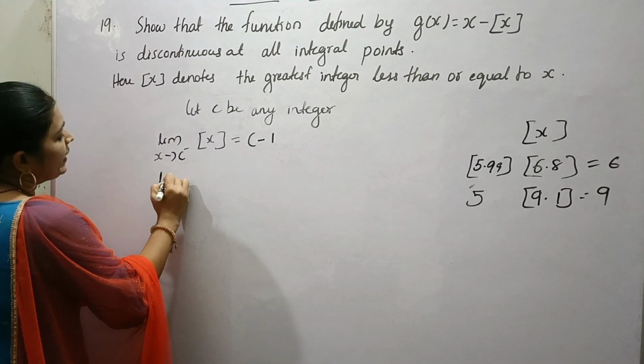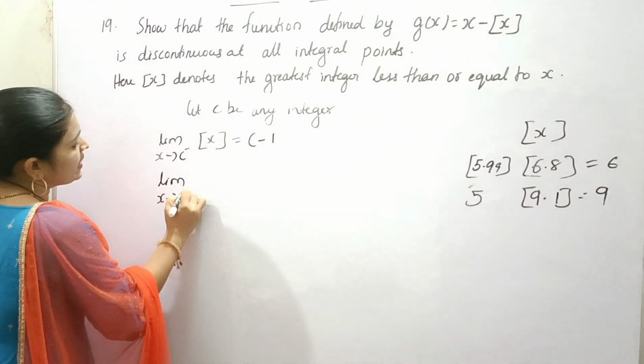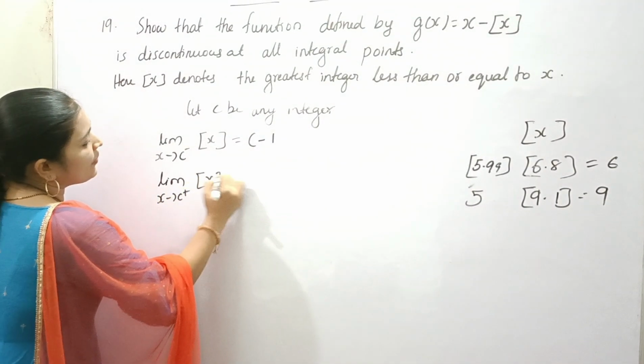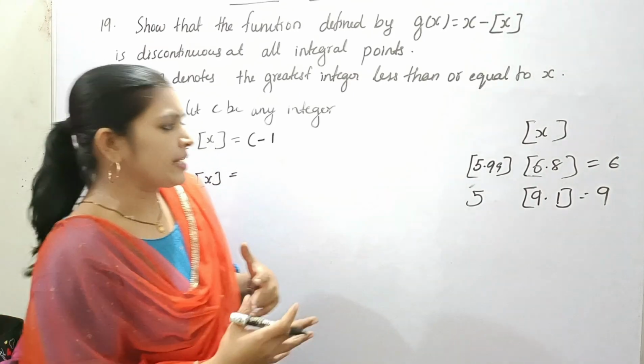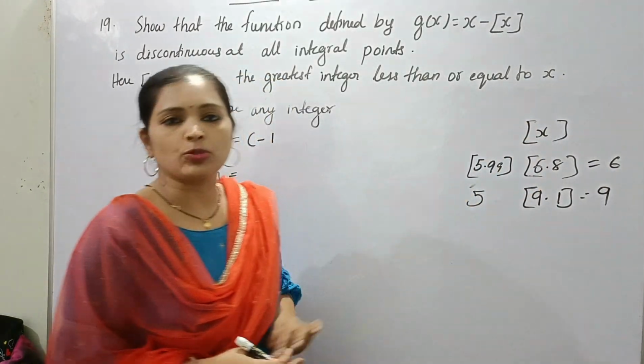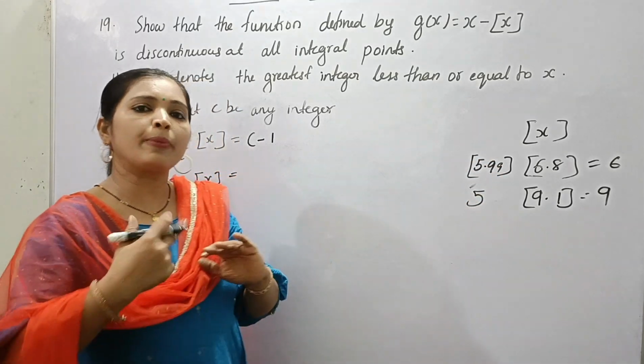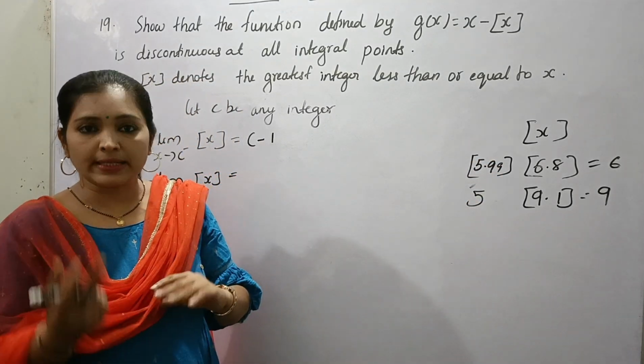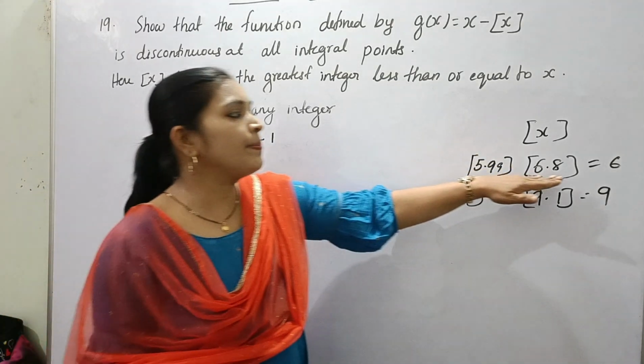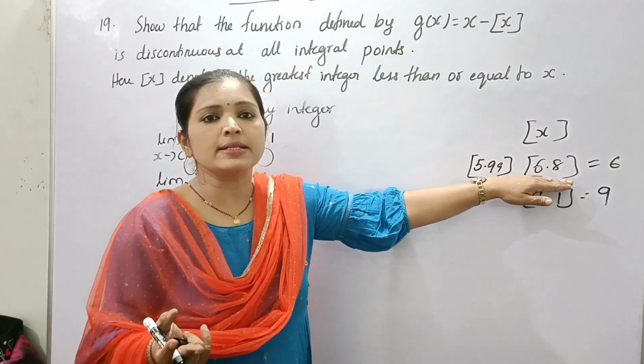Now what about the limit as x tends to c plus of the greatest integer of x? For the same example, let's take x equals 6.8 and c is 6. c plus means x greater than 6, that is, c plus means x greater than c.